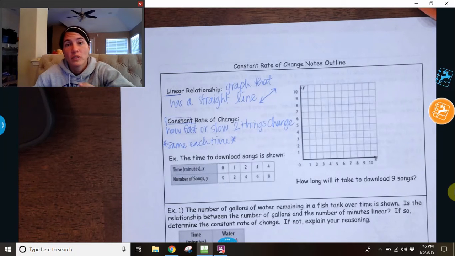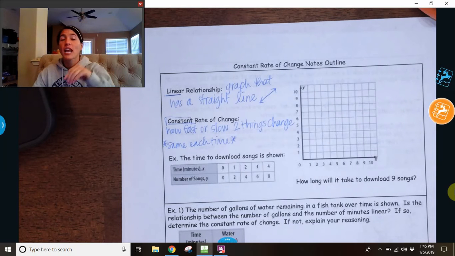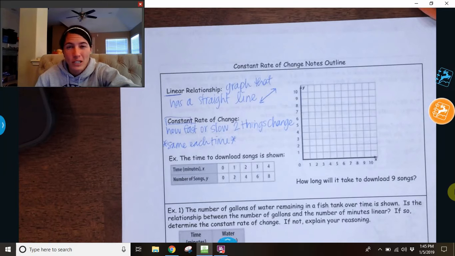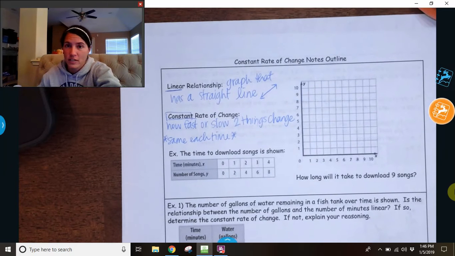But if you took an exit and you were along just a regular road and you came to a stoplight, well, you would slow down, and then when the light turned green, you would go faster, and then you'd probably slow down again, and that would not be a constant rate of change. It would still be rates of change because your rate is changing depending on where you're driving, but not constant. And so today we're going to talk primarily about constant rates of change.